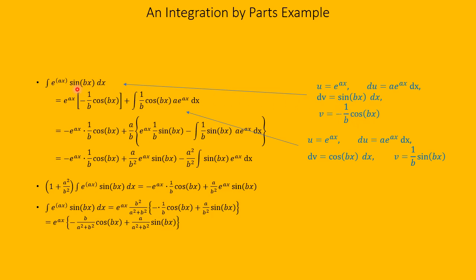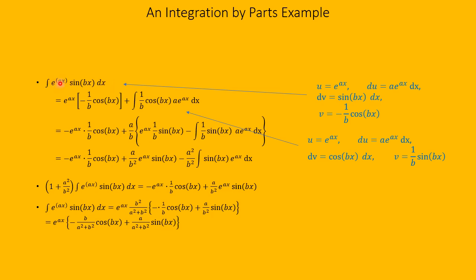Okay, so then this integral is u times v minus the integral of v du. And notice there's a minus sign here in v. So minus a minus gives us a plus here. And then v du is this stuff right here. Now, we need to evaluate this integral. And if you look at it, it does not look any simpler than the integral we started with.